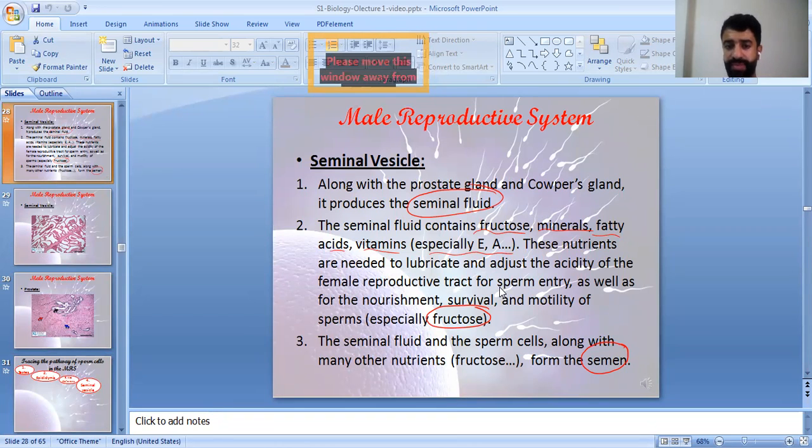the seminal vesicle. The seminal fluid contains fructose, minerals, fatty acid, vitamins like vitamin E and vitamin A. These nutrients are needed to adjust the sperm cell to move inside the female reproductive system. So these are needed for the nourishment, the survival, and the motility of the sperm cells. Especially fructose is a source of energy. So when you have the seminal fluid and the sperms together, they form what's known as the semen, which is the fluid that is released from the male reproductive system.